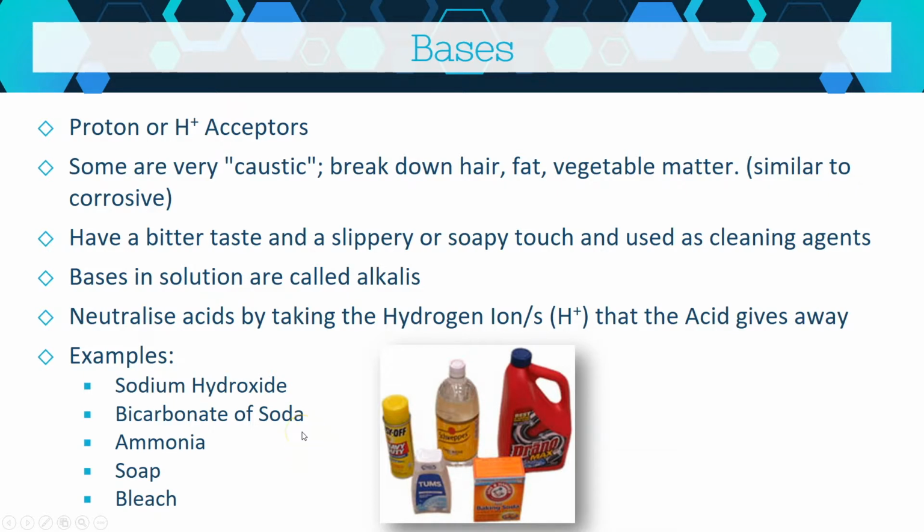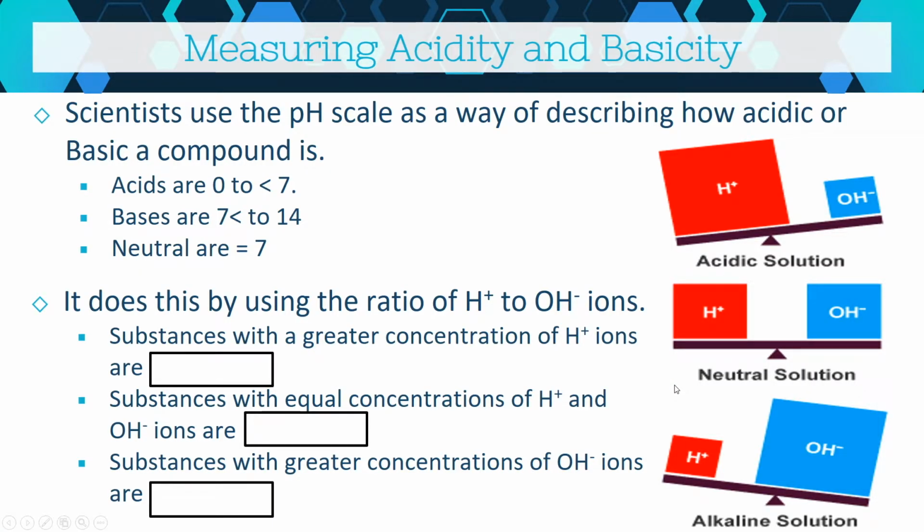Now, how do we measure how acidic or how basic a substance is? Well, we use the pH scale. pH, we think of as standing for possibly potential hydrogen, but it's just a way of describing how acidic or how basic a compound is. If something scores from 0 to a bit less than 7 on that scale, it's considered acidic. If it scores from just above 7 all the way up to 14, anywhere in there, it's considered basic. And if it is specifically right on 7, we say it is neutral. That is our midpoint. It's neither an acid nor is it a base.